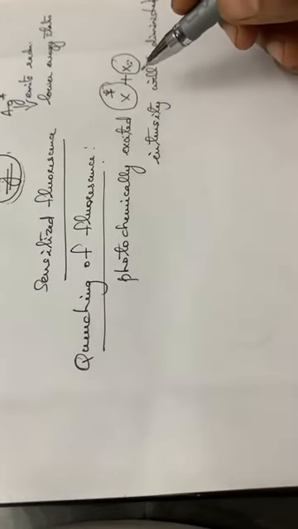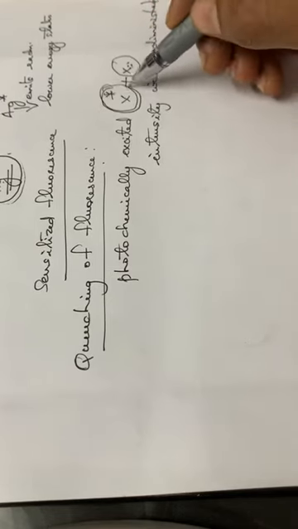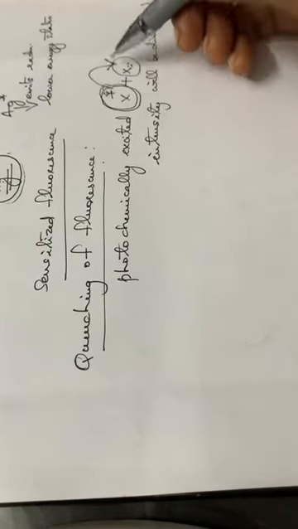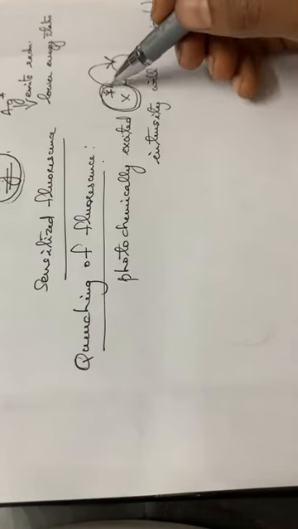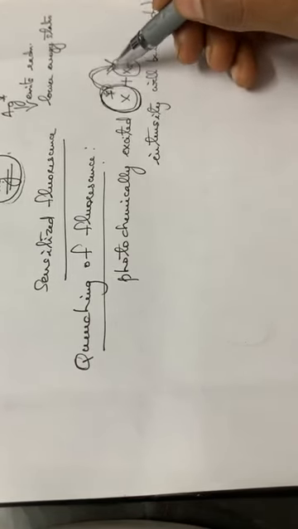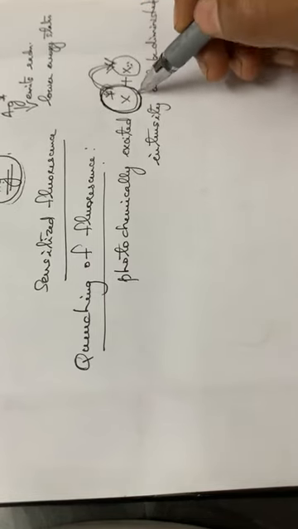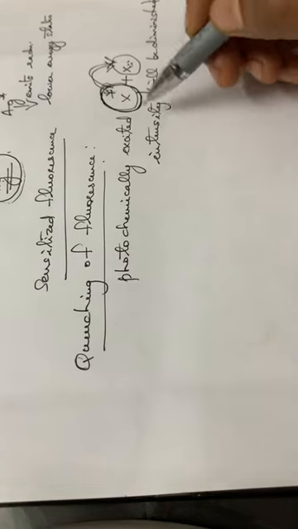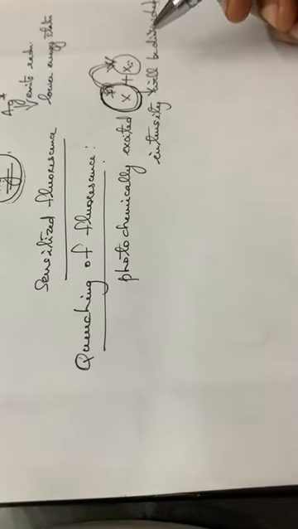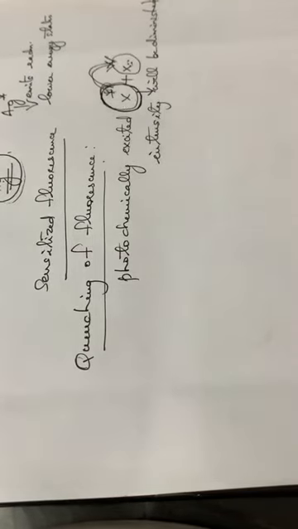Here, a transfer of energy takes place from the excited atom to the colliding atom. This excited atom has some amount of energy, and it will be transferred to the colliding atom. So the intensity of fluorescence will be diminished. That is the term quenching of fluorescence.